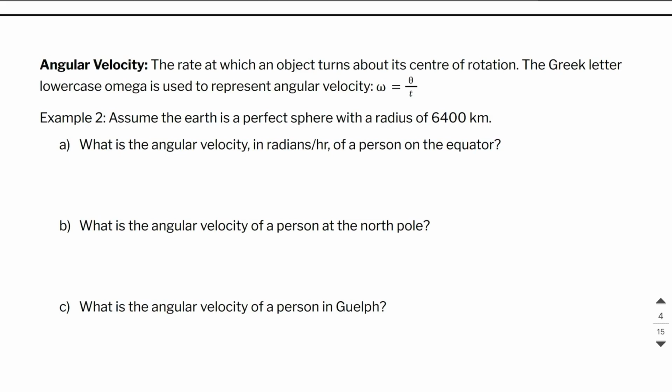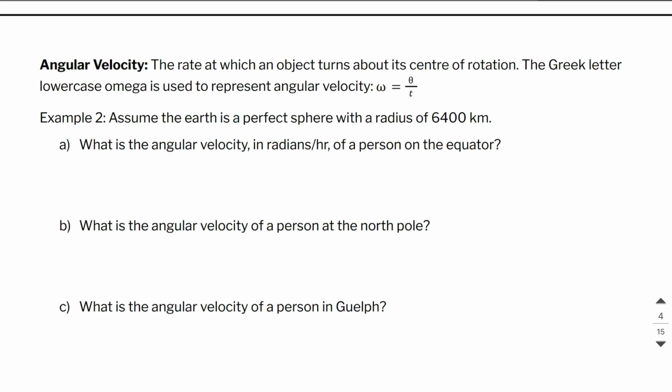Now we're going to talk about angular velocity. And angular velocity is the rate at which an object turns about its center of rotation. So how quickly it's turning around about its center of rotation. We use the lowercase omega to represent angular velocity. And so it's your angle divided by time.